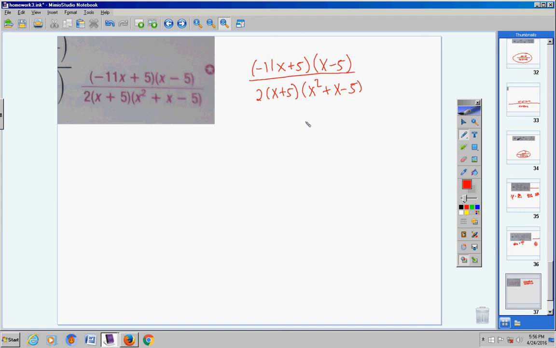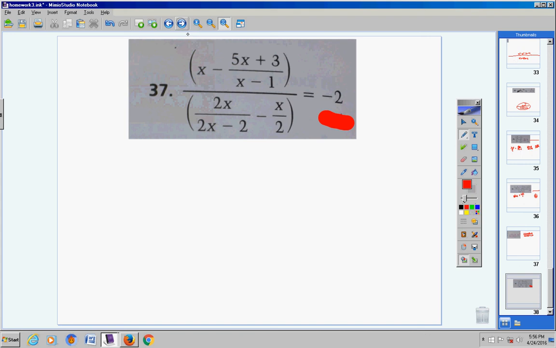And nothing else cancels, so we're good. Last problem. Now, we're going to solve this equation. I know that I did not give you any of these in your notes, but that's okay. This will be a fair question on a test or a quiz because you know how to simplify this side, and once you simplify this side, you then have a rational equation, and I've taught you how to solve rational equations. So it's totally legit, and here we go.